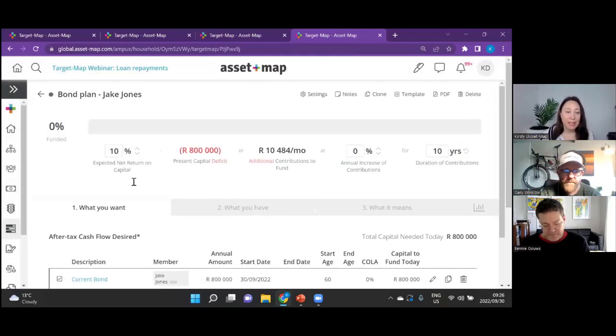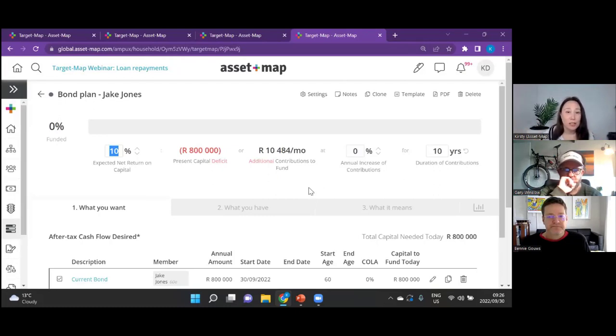Okay. The next step I'm going to do is put in the interest rate here. So I've put in that this client has that loan at a 10% interest rate. And I've put in the duration of contributions we said is 10 years. So that's how long the client still has left on the bond.